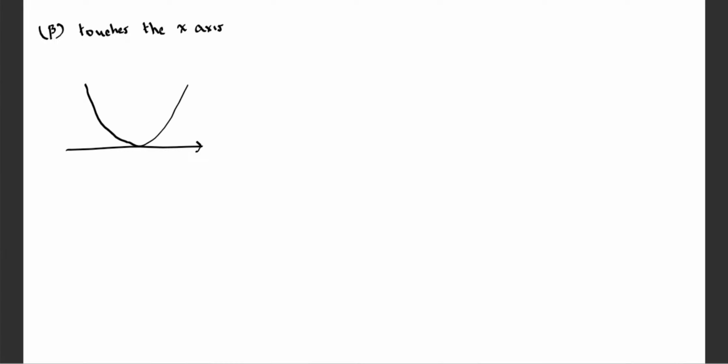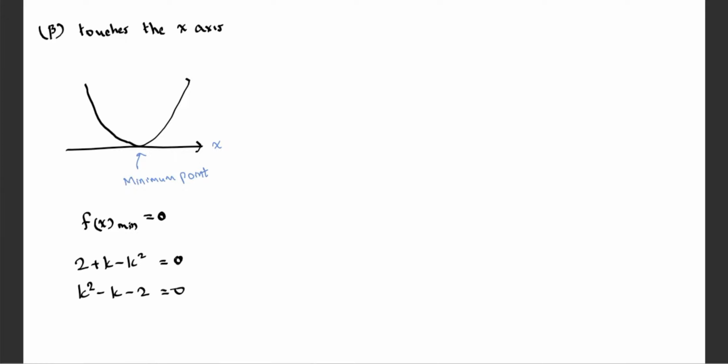When they say the curve is touching the x-axis, if only one point is touching, only the minimum point can be touched. So this is the minimum point, or else the turning point. So when the graph is touching the x-axis, this means that the minimum point equals 0. Only when the minimum point equals 0 can it touch. When the minimum point is 0, you know that 2 plus k minus k squared equals 0. Multiply this by minus 1, and you will get k squared minus k minus 2 equals 0.